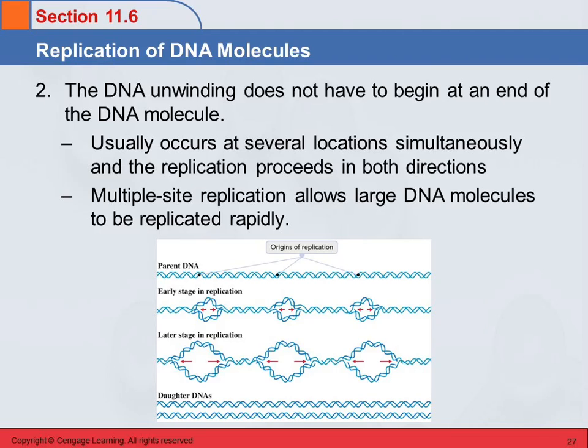The DNA unwinding does not have to begin at an end of the DNA molecule. It often actually happens at several places simultaneously, and the replication proceeds in both directions. And this speeds up the replication of the DNA. DNA is really, really long.